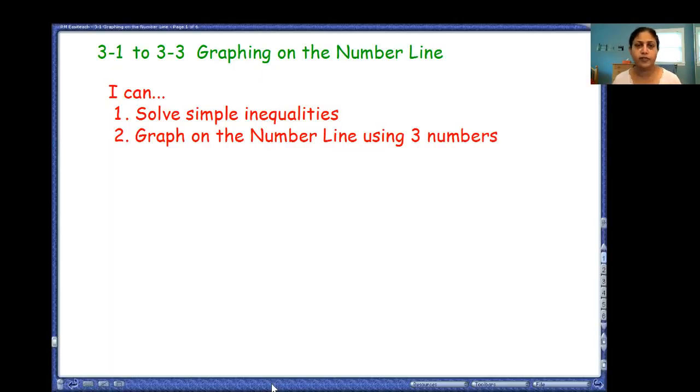Everybody, today we're going to start chapter 3. I'm going to cover a few lessons and exactly how I want you to solve my questions. So these are the two objectives for today. Copy them down and check them off as you understand them.